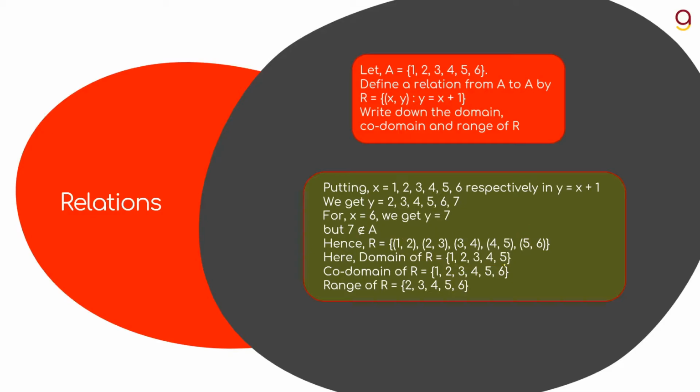Now next, codomain. The whole set A. Hope you remember this. The whole set will be there in the codomain. So the codomain contains the elements 1, 2, 3, 4, 5 and 6. Now let's talk about range. The set of all second components of the ordered pairs belonging to R. Remember? So here the second components are 2, 3, 4, 5 and 6. So the range will consist of these 5 elements. Clear till here? So now let's see the next question.